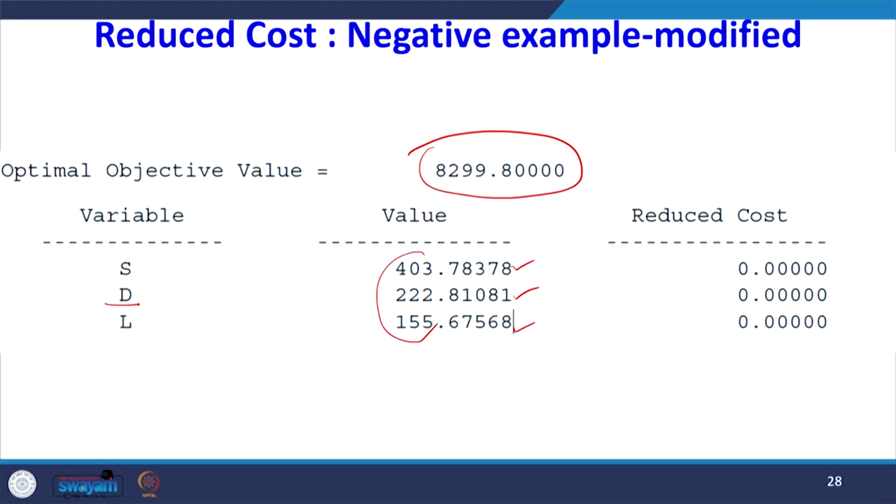One limitation of this Excel solver is, if the problem has multiple optimal solutions, we cannot see all possible optimal solutions with the help of Excel. But there may be some other software. The book which I am following used some other software. We got different values for S, D, and L, which also provide the same value of the objective function.